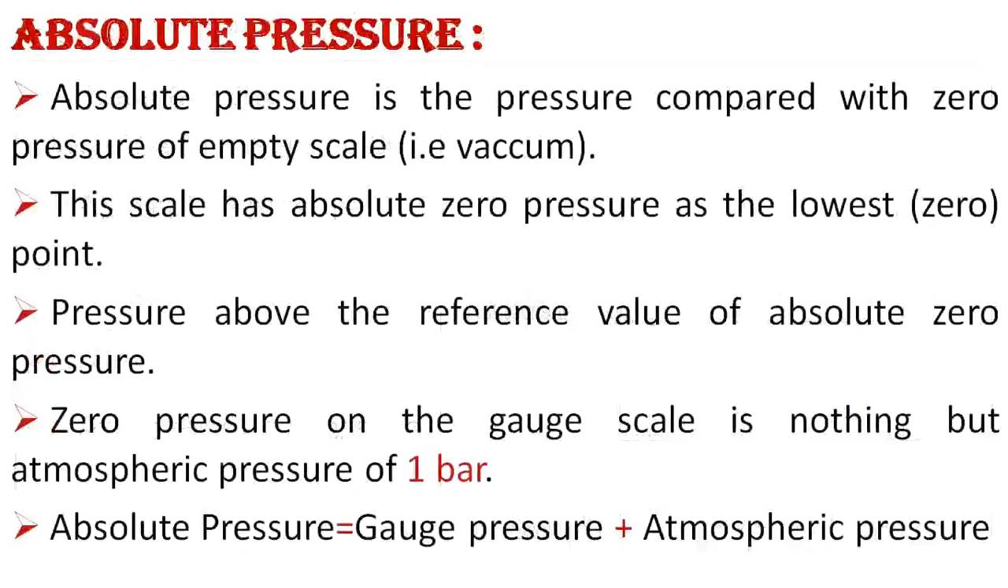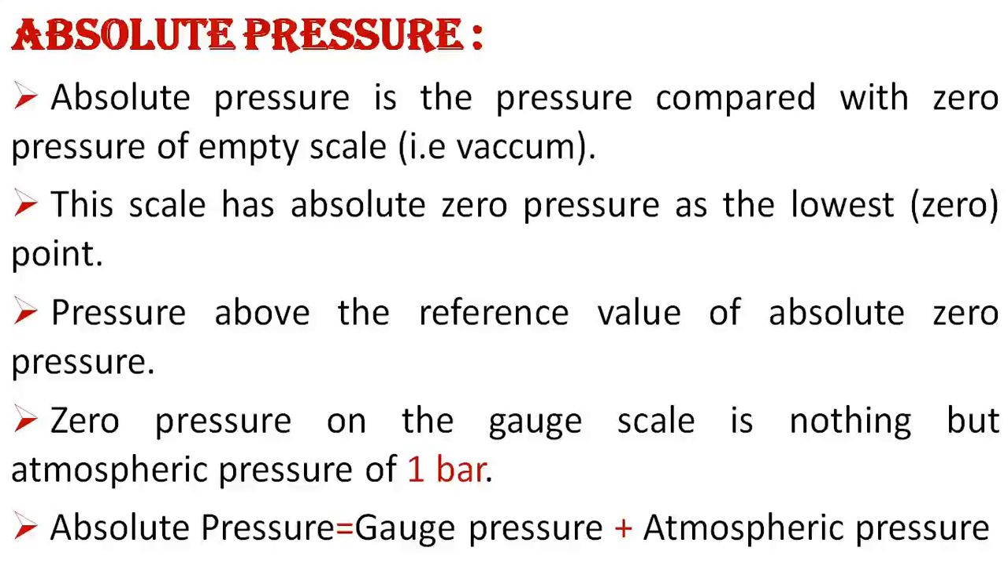Absolute pressure is the pressure compared with a zero pressure or empty scale. That is the vacuum. So already we have to know what is the vacuum. It is the free place, it is the empty. That time we have to say the absolute scale, or when pressure is zero, that time we have to say the absolute pressure. This scale has absolute zero pressure as the lowest zero point.